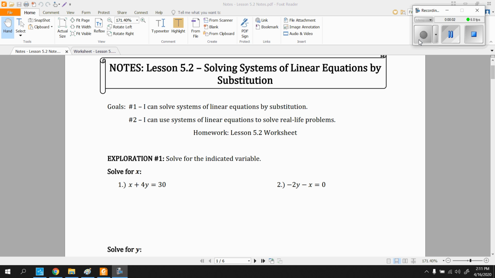Okay, this is lesson 5.2, solve systems of linear equations by substitution notes. So we're going to go ahead and get into it here a little bit. I think this is kind of a one-day note where we won't break it into part one and part two, but it is fairly complex. We might spend another day or another assignment practicing it.